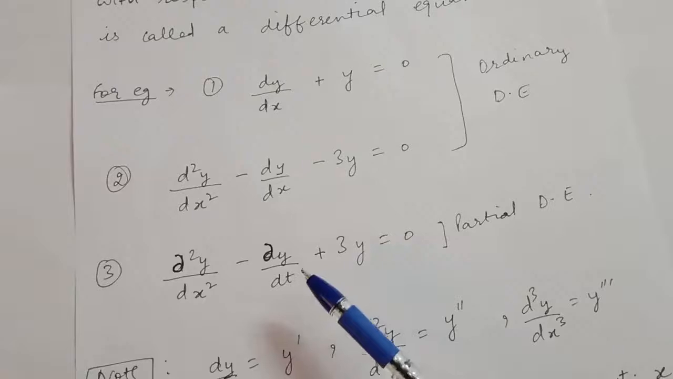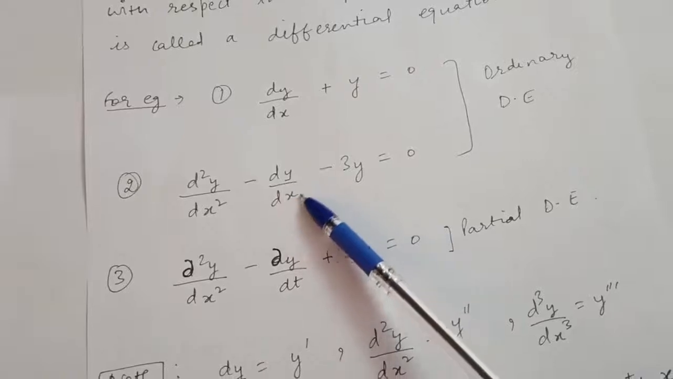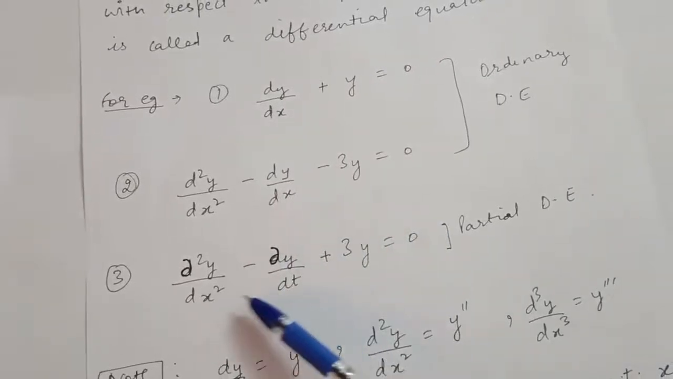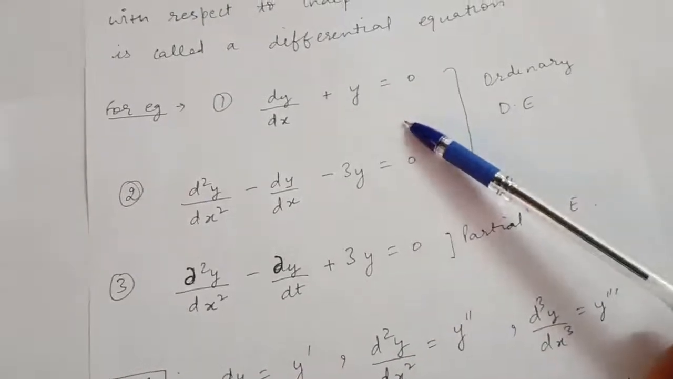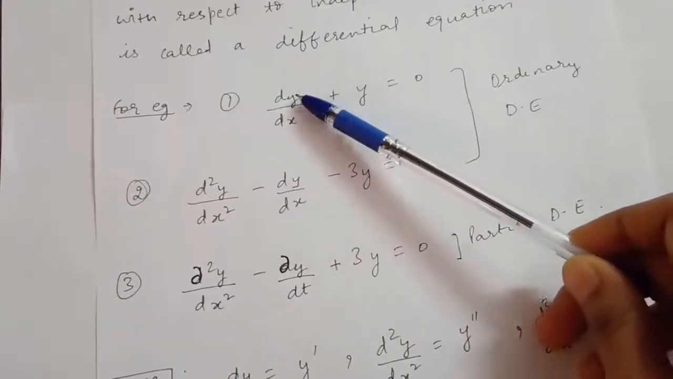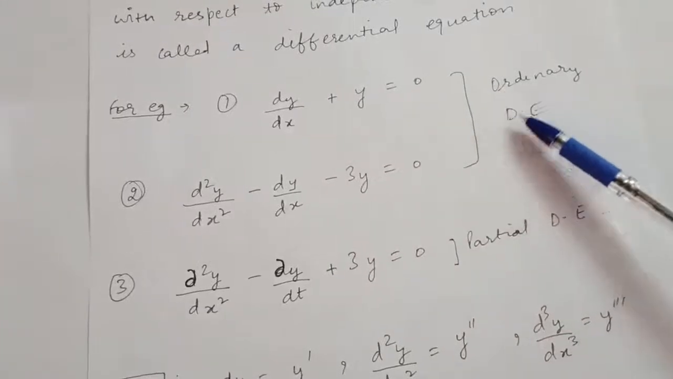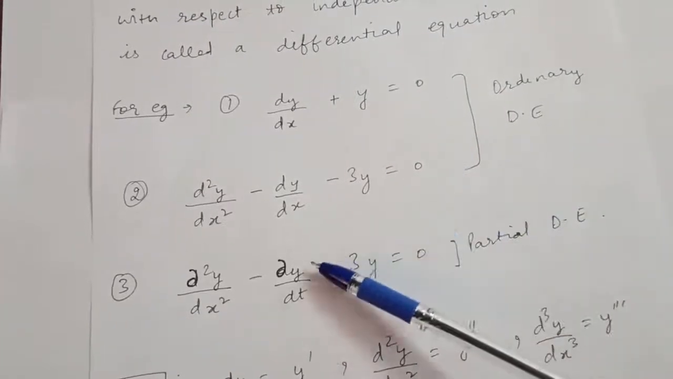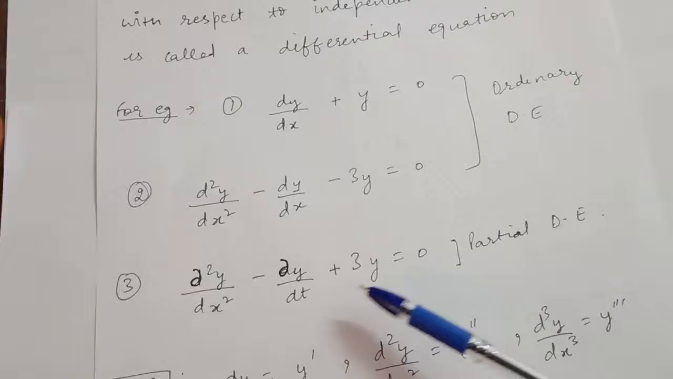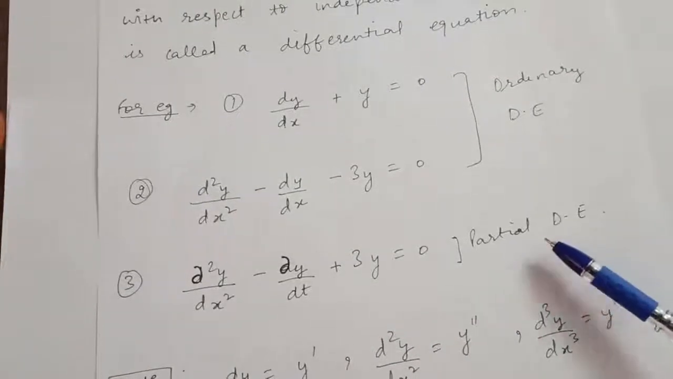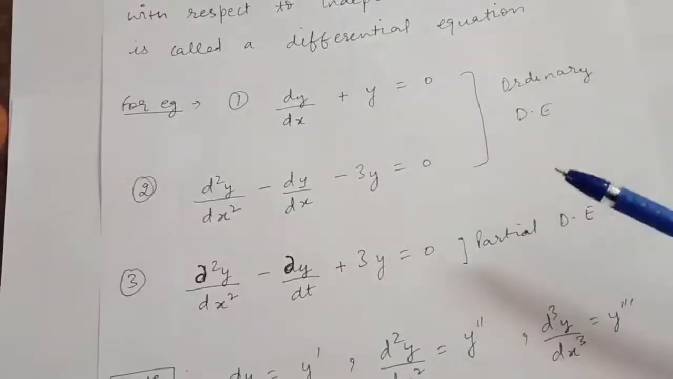A differential equation includes derivatives of the dependent variable either with one independent variable or with one or more independent variables. So when a differential equation includes the derivative of the dependent variable with only one independent variable, then it is known as ordinary differential equation. And if it includes the derivative of the dependent variable with more than one independent variable, then it is known as partial differential equation. So in this chapter, you will study about ordinary differential equation only.